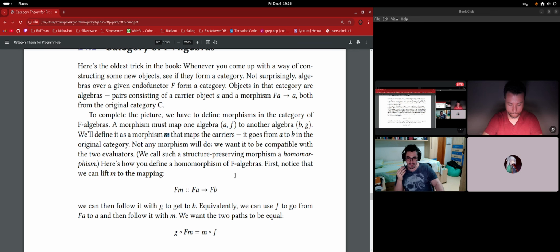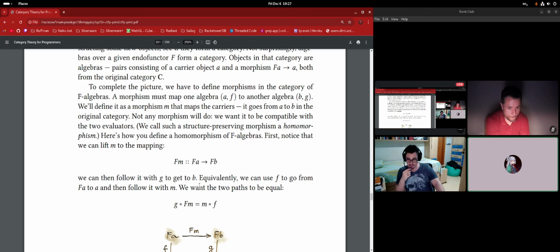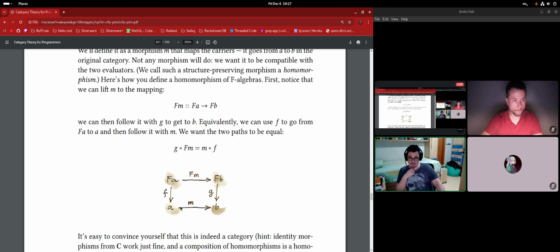So, if M goes from A to B, what happens if you lift M? You are actually lifting the values inside their own algebras. You were lifting the result of the evaluation, essentially. Yeah, exactly. So now we can follow it with the G to get B. Equivalently, we can use F to go from FA to A and then follow it with M. So this diagram now is born.